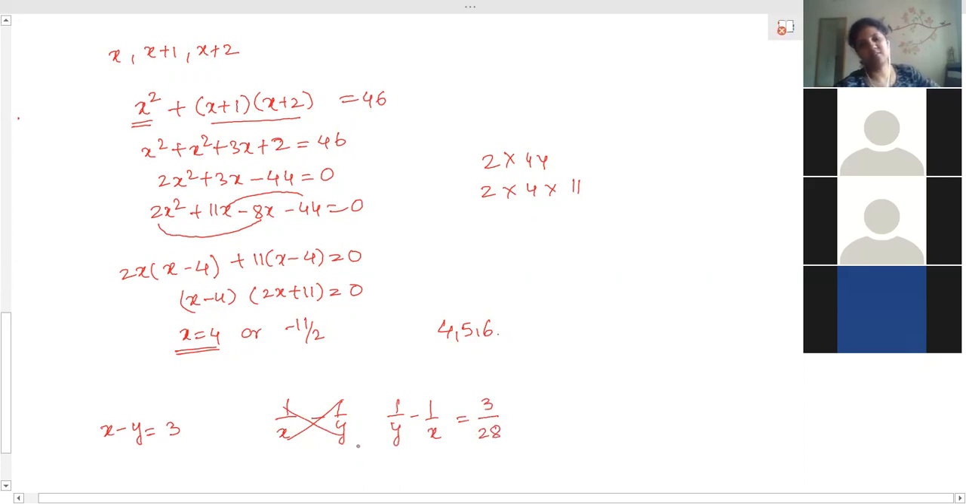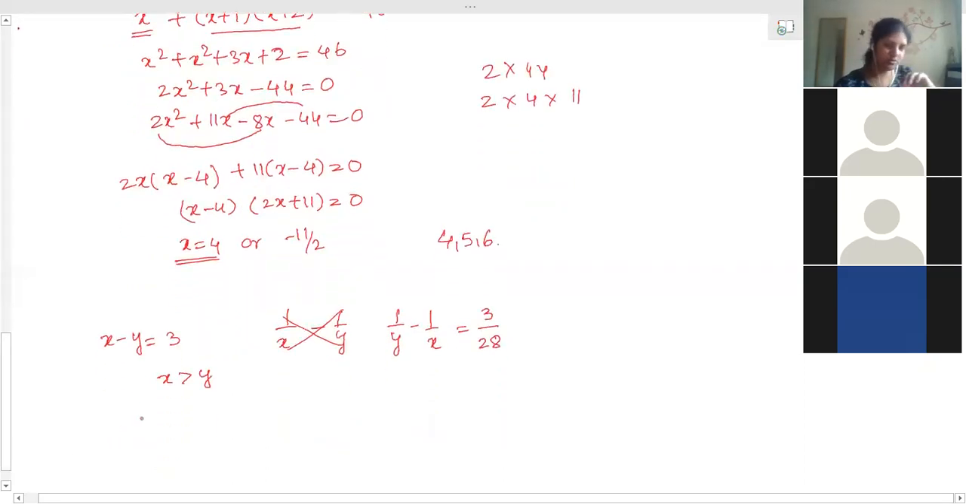Is it clear? So here x minus y is equal to 3, that means x is larger than y. If x is larger, then when you take the reciprocal, it will become reverse. So 1 by y is greater now. So 1 by y minus 1 by x is equal to 3 by 28. Clear?